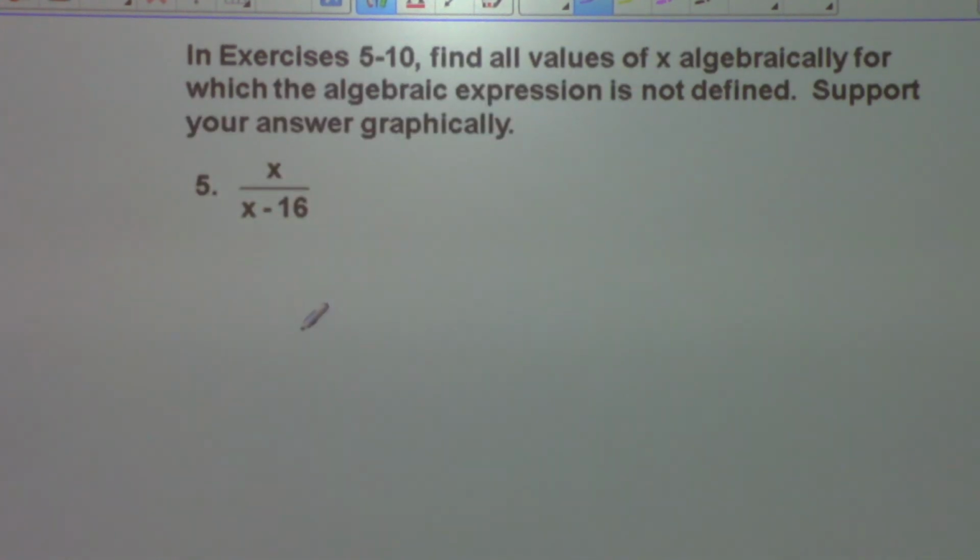All right. Now we get into 5 through 10. Find all values of x algebraically for which the algebraic expression is not defined. Support your answer graphically. That's one thing I forgot to do in 5th period, support graphically. How do we find where the algebraic expression is not defined? How do we get undefined in algebra? There are a couple ways, but the main way of doing it is what?